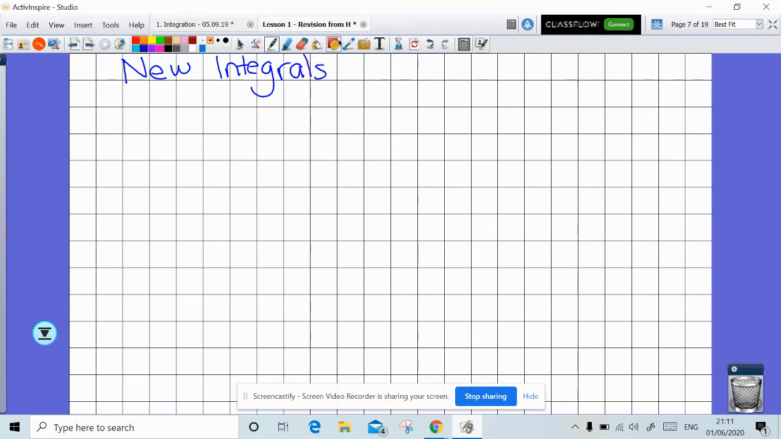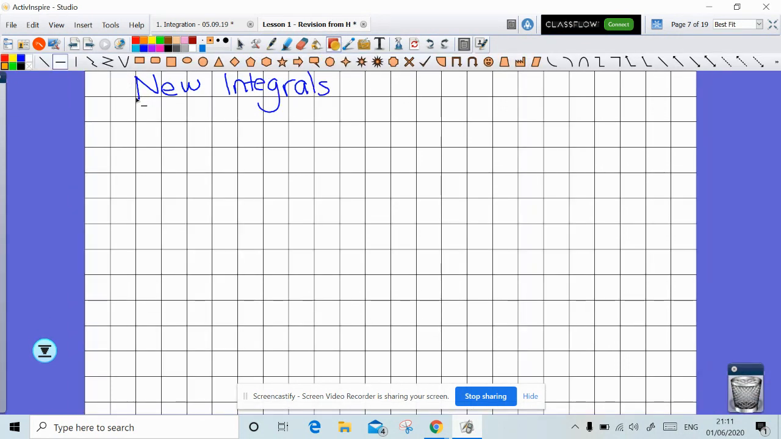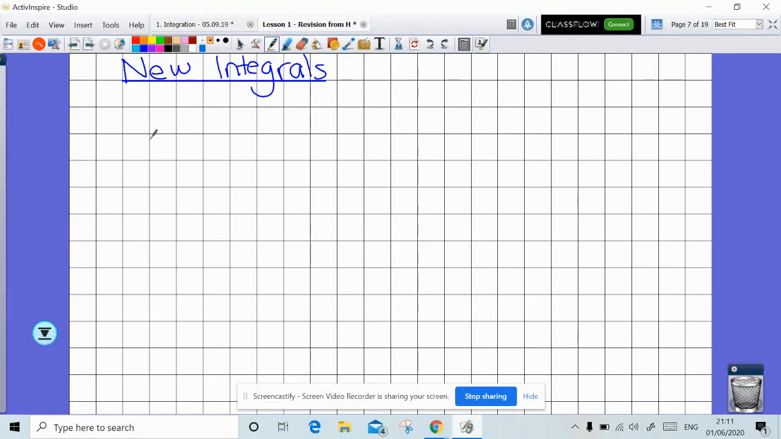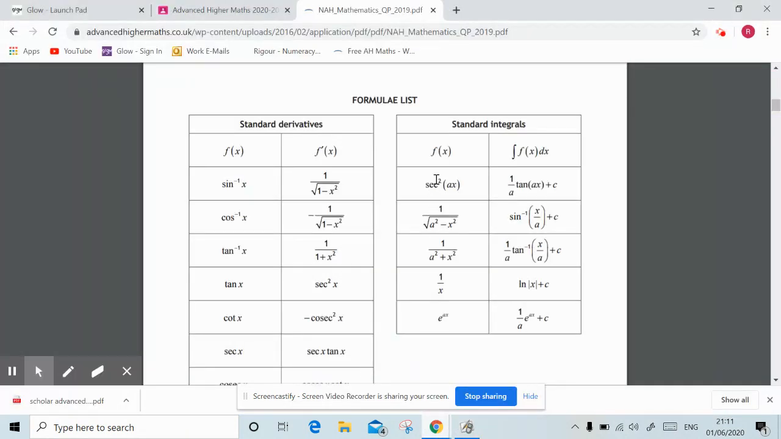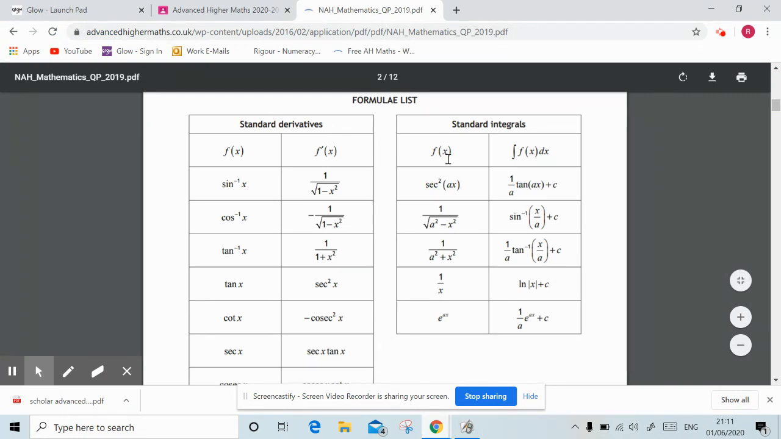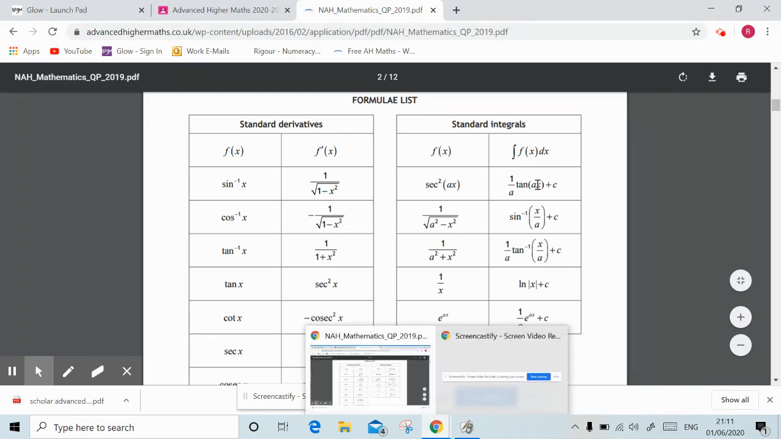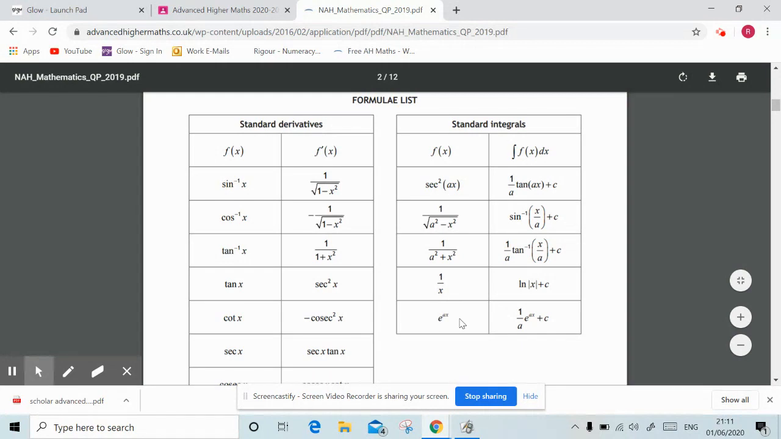So new integrals. Okay, so the first one that I'm going to go through is what is the integral of the exponential, right? Now what I'm going to do is I've got the formula sheet up here. I'll show you this. So this is just a standard formula sheet. The right hand side you've got your standard integrals. Now your exponential is just given to you down at the bottom.